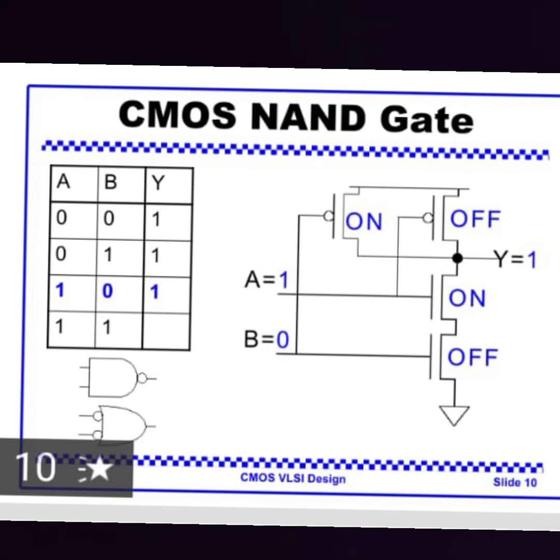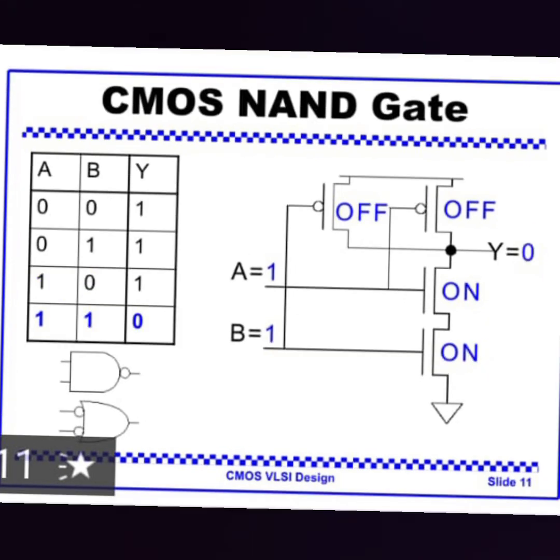Next, let us proceed to the third combination, 1, 0. If A is 1 and B is 0, automatically the reverse will happen. That is, the first NMOS transistor will be switched on and the next NMOS transistor will be switched off. So automatically there will be no ground at the output. That means the output is not going to go to 0 level. But because one of the top PMOS transistors is switched on, the output is going to be high. So this satisfies the truth table: 1, 0 input becomes 1 output.